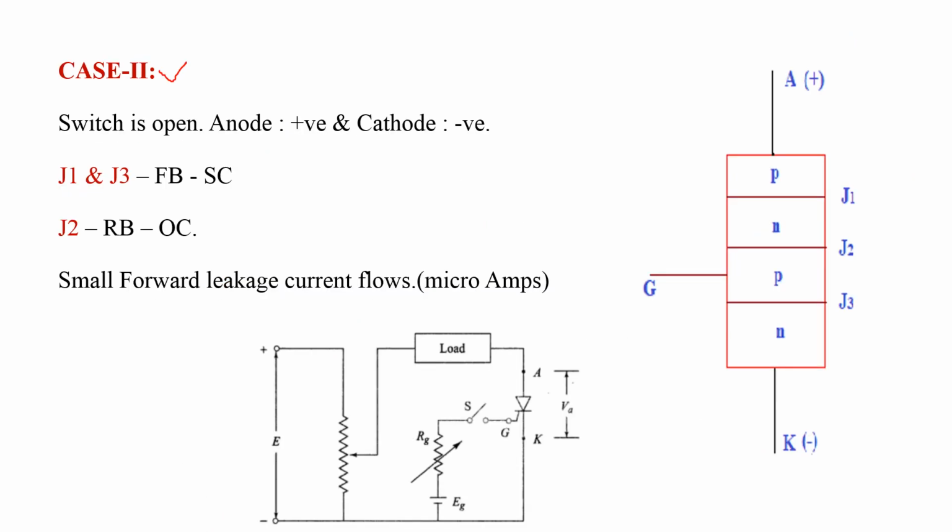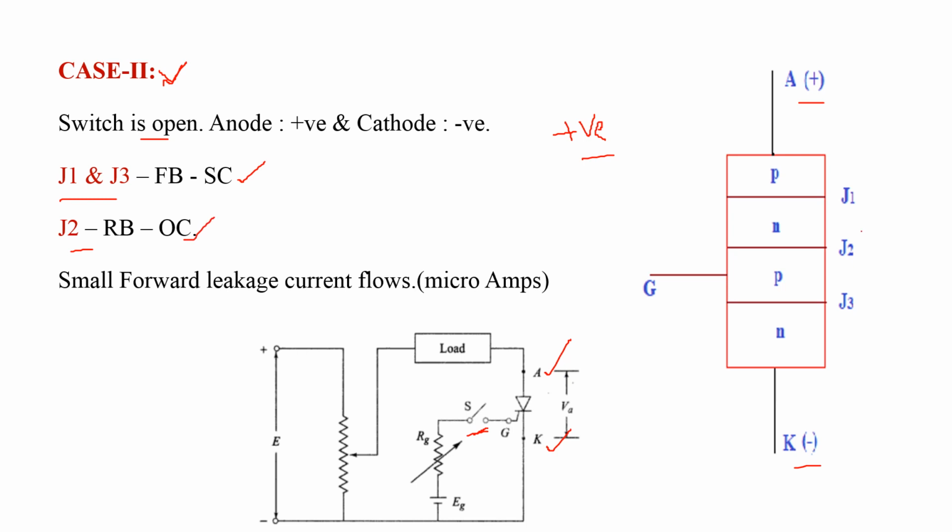Coming to case 2, in this case also we are going to keep the switches open, but we are going to apply the positive voltage across anode and cathode. That is, this switch is open and we are going to apply the positive voltage between anode and cathode. Due to the positive voltage, anode becomes positive and cathode becomes negative. Then junctions J1 and J3 are in forward bias, which act as a short circuit, and junction J2 is in reverse bias, which acts as an open circuit.